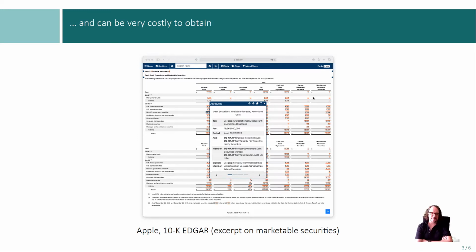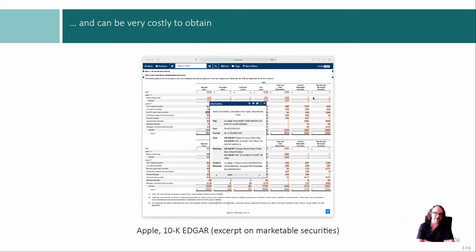I have a second example here that most of you, I trust, will know. This is a 10K clipping from Apple. And here I took the liberty to focus on what I believe is a relatively interesting disclosure, actually. And that's the breakdown of the marketable securities that Apple holds across different valuation types, valuation classes, level 1, level 2 fair values.